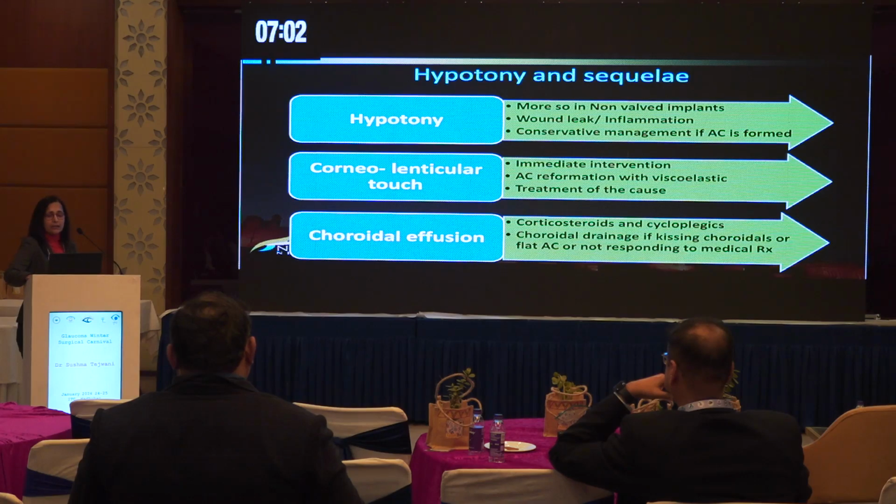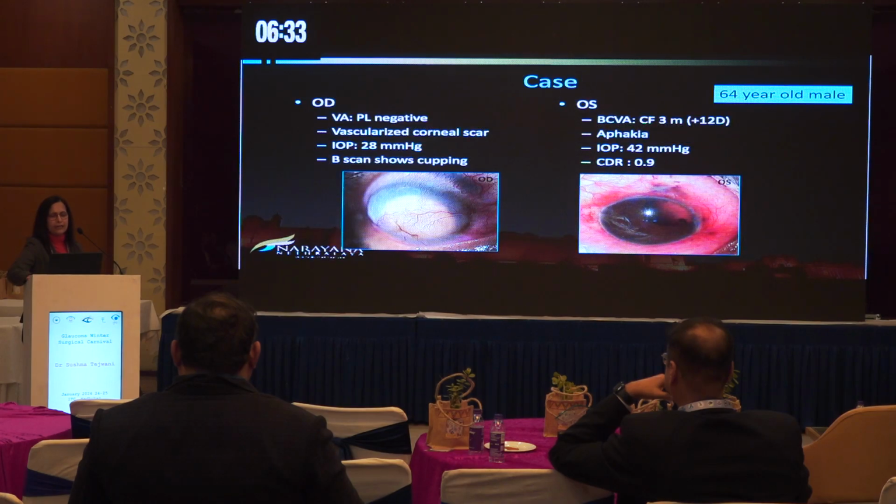If there is a corneal lenticular touch, an immediate intervention is required. You need to form the AC with viscoelastic, and the cause has to be treated. If it is a leak, or if it is premature opening of the ligature, you need to religate. If there is choroidal effusion, you plan medical treatment with corticosteroids and cycloplegics. However, if there are kissing choroidals or a flat AC not responding to medical treatment, you need to take up the patient for choroidal drainage.